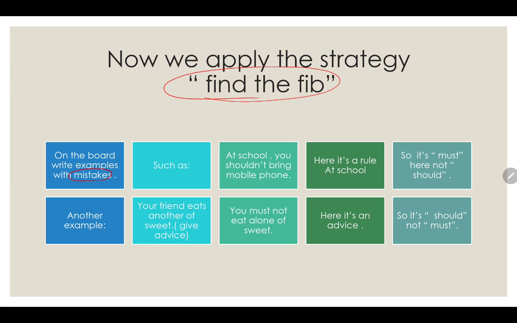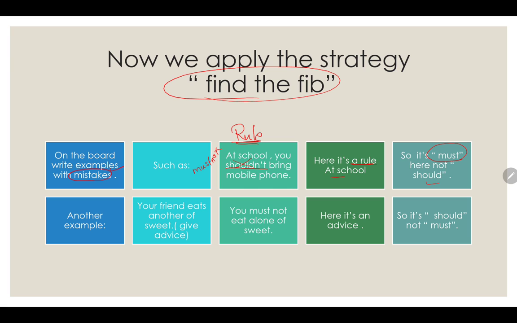On the board, write an example with a mistake as usual, as we have mentioned before. Find the fib means search for the mistake. So you write down an example with a mistake, such as, at school you shouldn't bring a mobile phone. It's at school, so it's a rule here. So we shouldn't say shouldn't, it's not advice. Here it's a rule at school. So teacher, it's must here, not should. So they may correct it: instead of shouldn't, it is mustn't or must not. Why? Because it's a rule here.